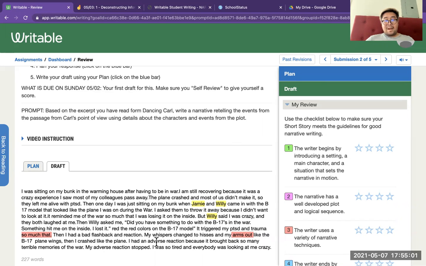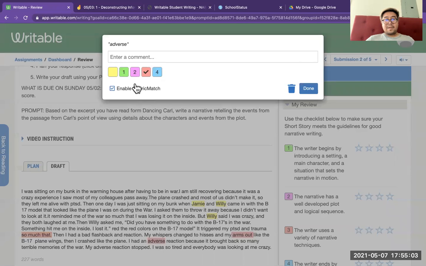Ooh, I like that. An adverse reaction. Green for awesome. Awesome description.